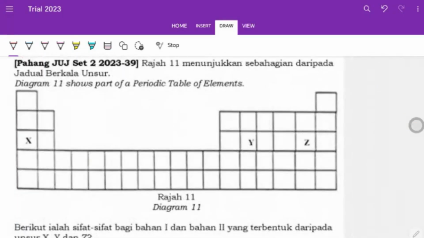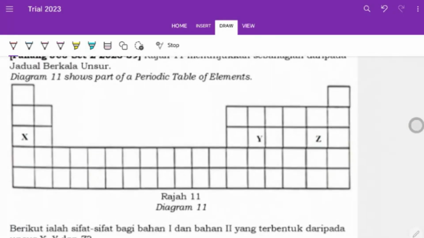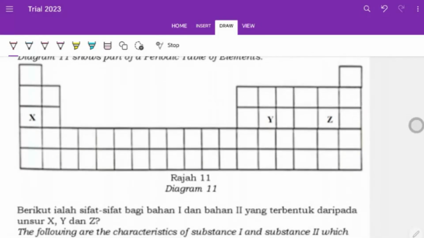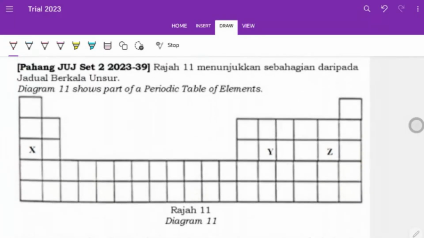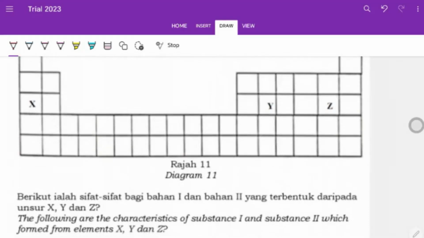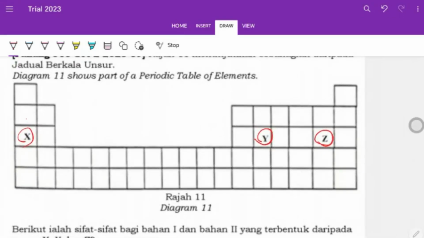Now this one is joined with the periodic table. The diagram shows the periodic table, with X, Y, and Z. Let's see: 1, 2, 13, 14, 15, 16, 17, 18. Correct. So this one is group 14, this one group 17, this one group 1, this one group 2.